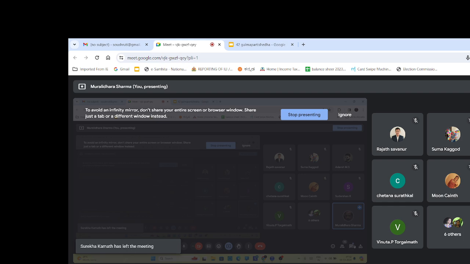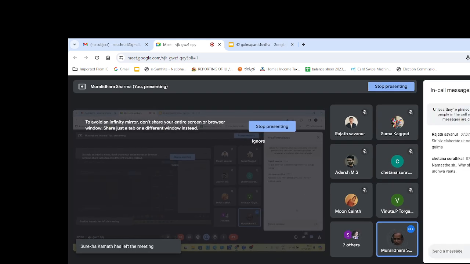With this we will conclude. If there are any questions, we will try to answer. Yeah, there are some questions. Please elaborate on treatment protocol for Pittaja Gulma.